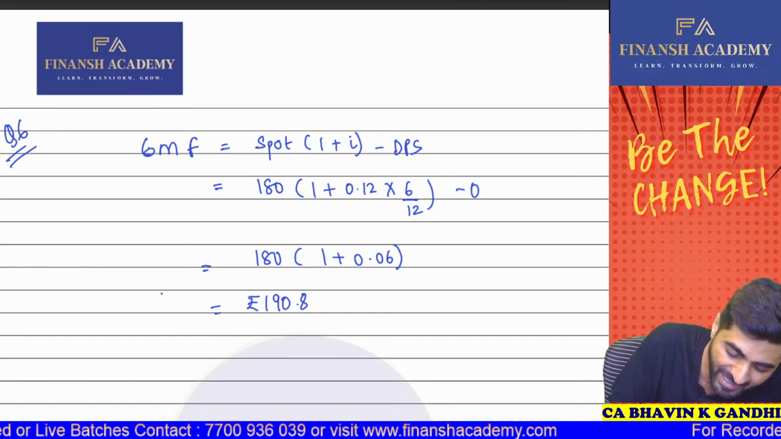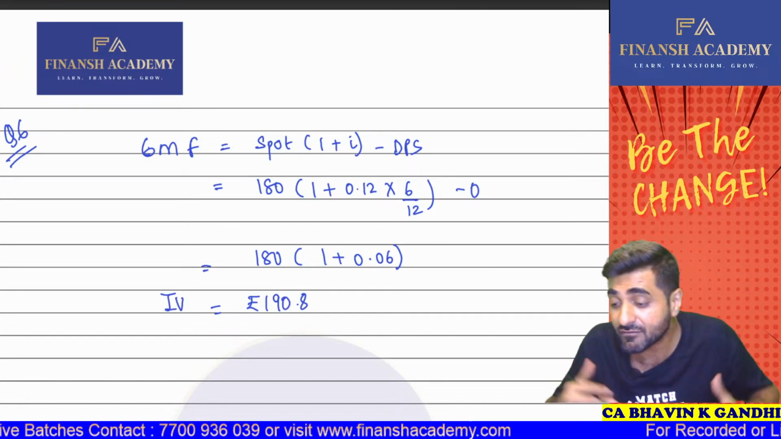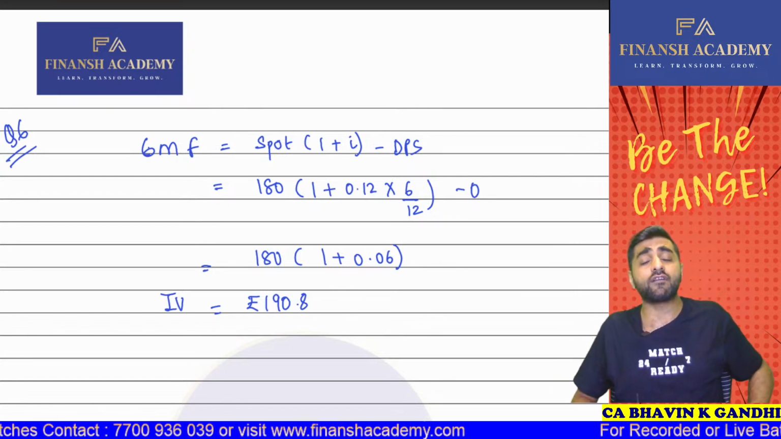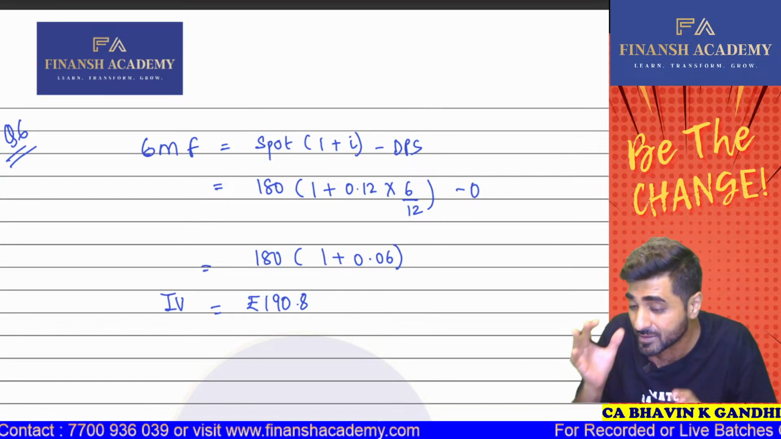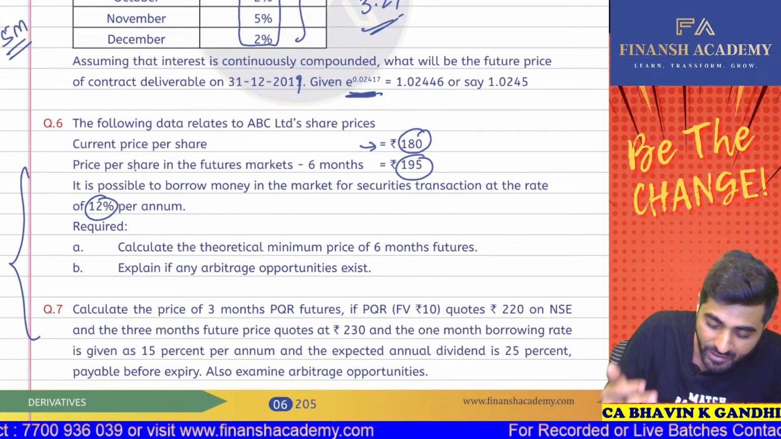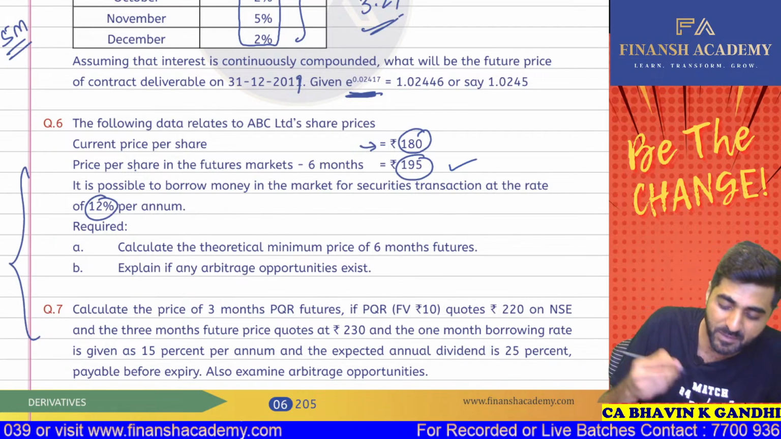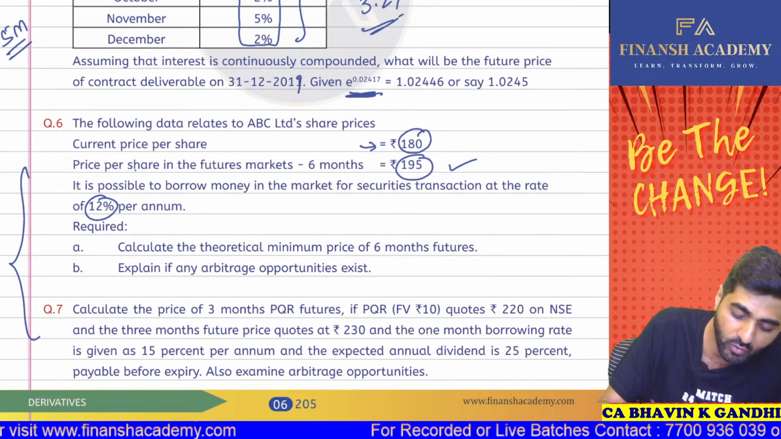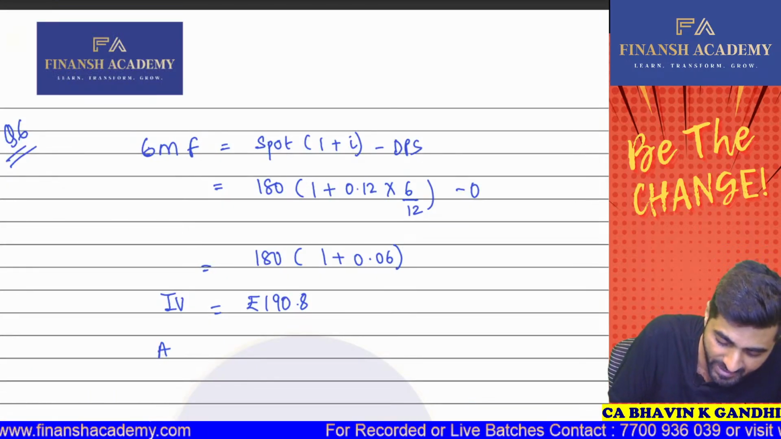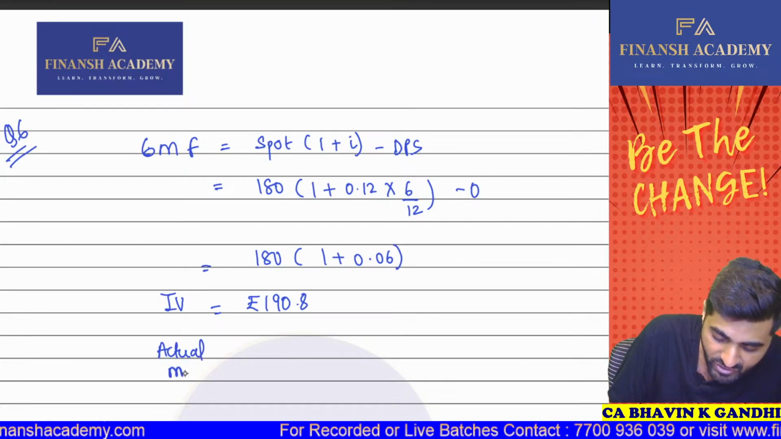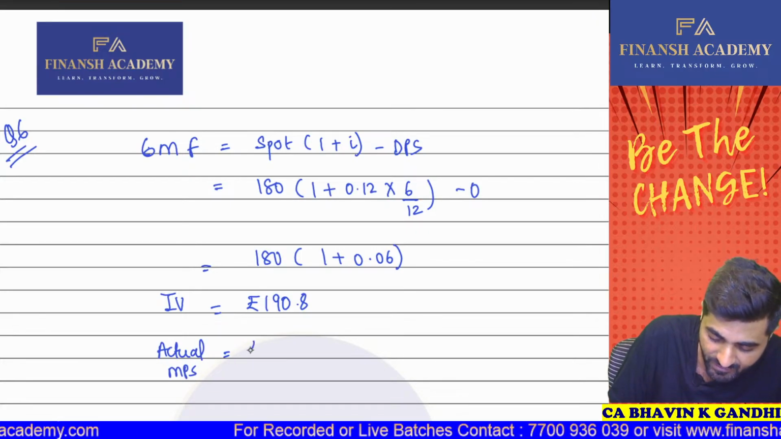Now, this is my intrinsic value. This is my theoretical value. This is the value of a future contract. According to me, this should be the price of the future contract. But what I need to do is compare that with the actual market price. And the actual market price, my dear students, is nothing but 195. So this is the actual market price, that is 195.